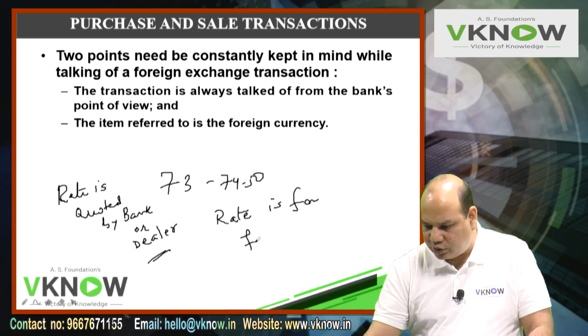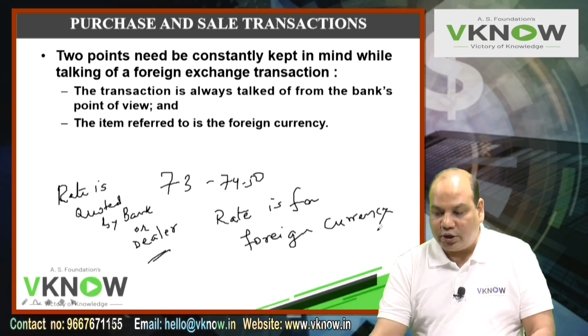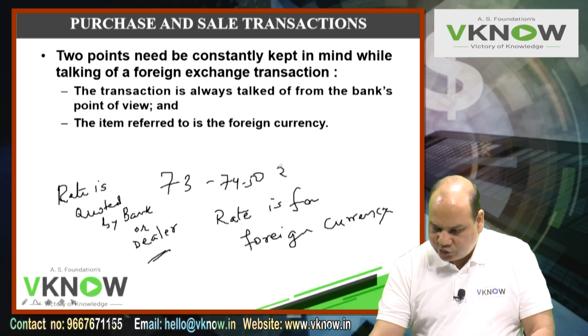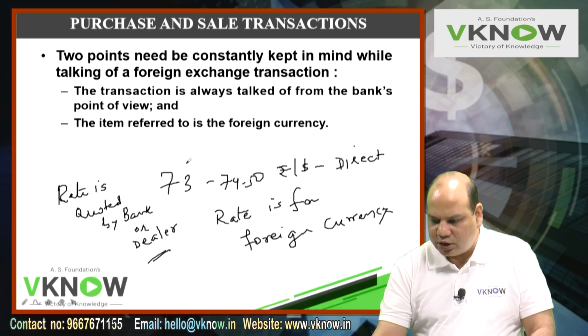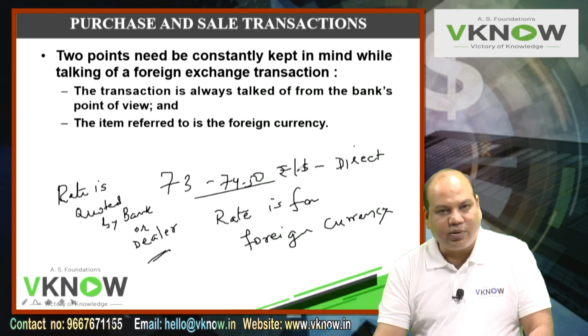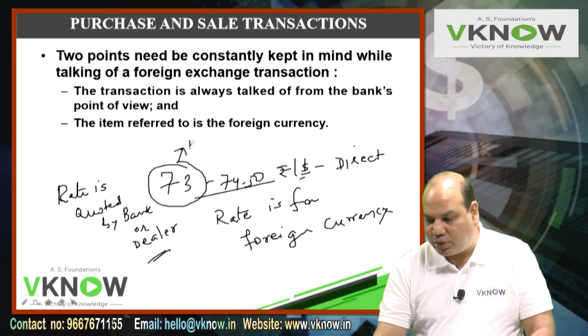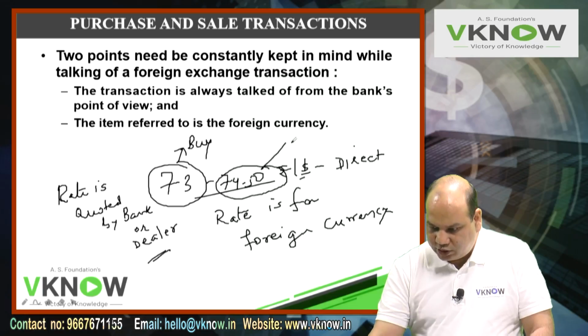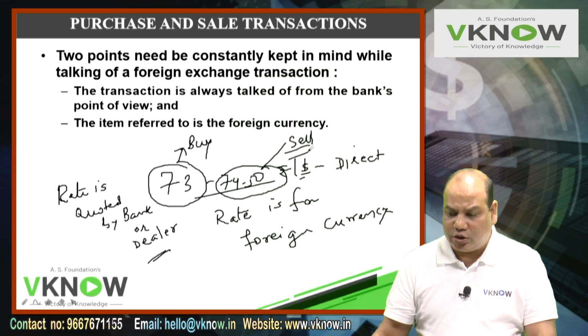The rate is for foreign currency, whether it is a direct quote or an indirect quote. Suppose this is rupees per dollar, it is a direct quote. This rate is given by a bank. This rate is for dollar. At 73, the bank is willing to buy dollars from you. At 74.50, the bank is willing to sell dollars to you.